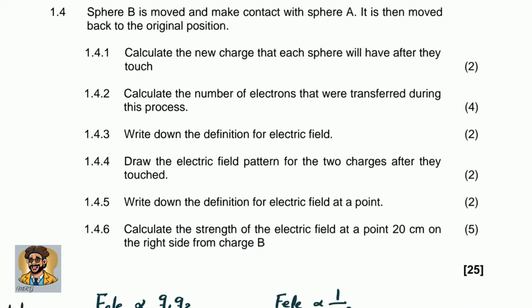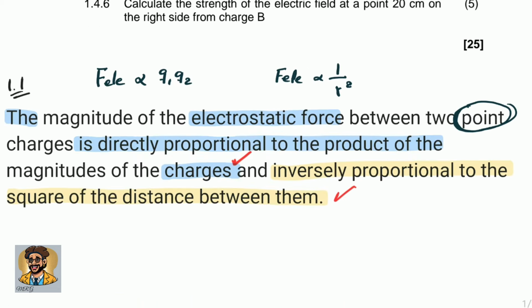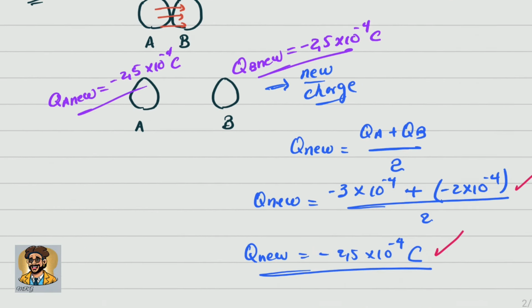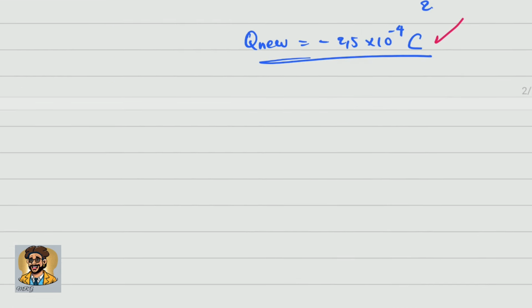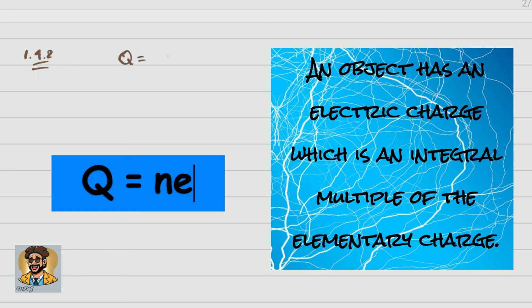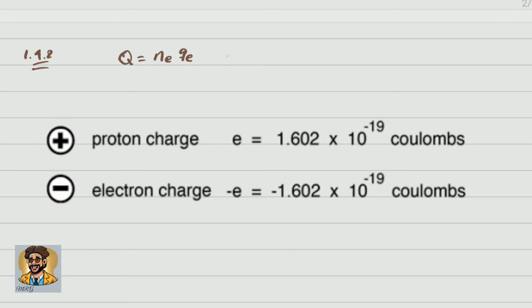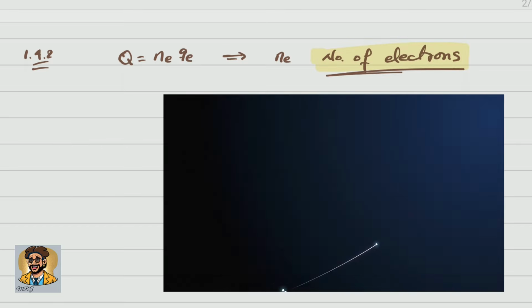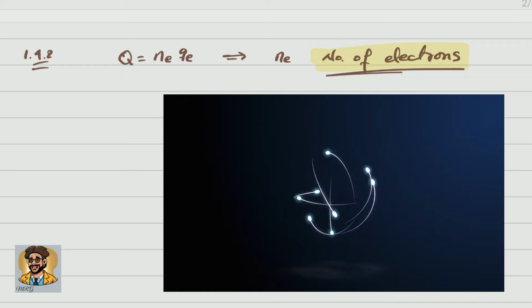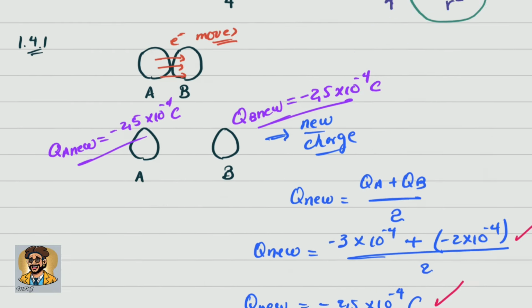1.4.2. Calculate the number of electrons that were transferred during this process. So now we go back to charge quantization and also the conservation of charge here. All right, so what we are going to know here, first of all, this is question 1.4.2. Okay, we need to know that charge is equal to the product of the number of electrons multiplied by the charge of the electron. So from here we can calculate the number of electrons. Okay, so this is the formula we are going to use, but they ask us to calculate the number of electrons that were transferred during the process.